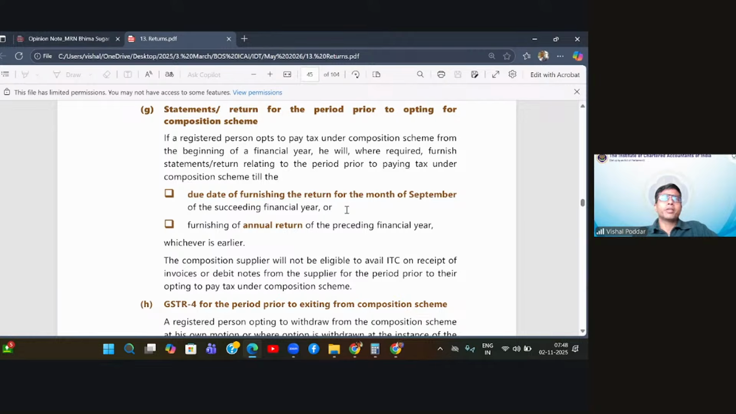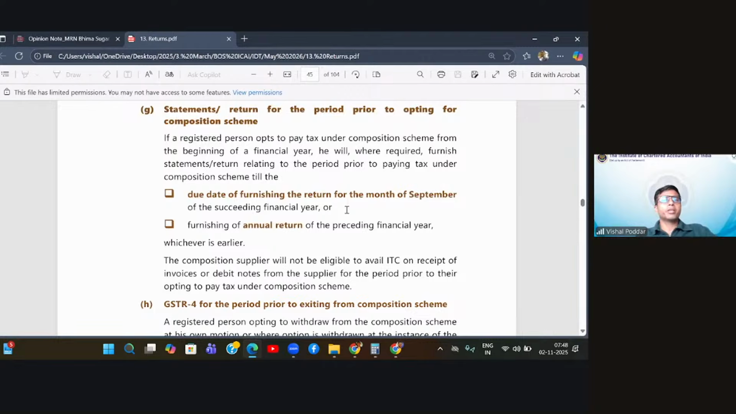So what is this point basically about? Let us say in the last financial year 24-25, I was a regular dealer, but my turnover remained below 1.5 crore, making me eligible to become a composition dealer in the current financial year. So before the start of this current financial year, I ticked the option of becoming a composition dealer. From the start of this financial year 25-26, I am a composition dealer. But my previous year's returns as a regular dealer, like the GSTR-1, 3B and then the annual return GSTR-9, obviously will be filed in the current year only.